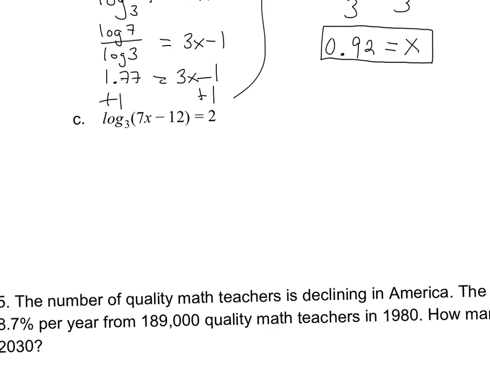Okay, let's look at C. C is a log equation. It says log base 3 of 7x minus 12 equals 2. So I'll change this to exponential form. So this is 3 to the second power equals 7x minus 12.